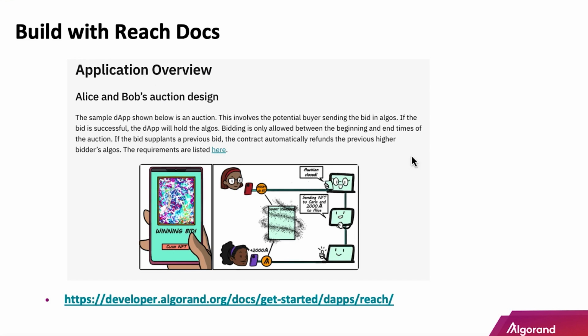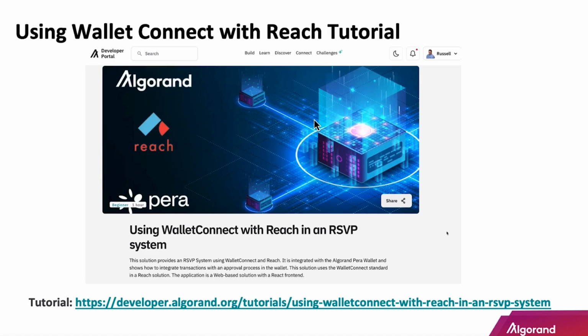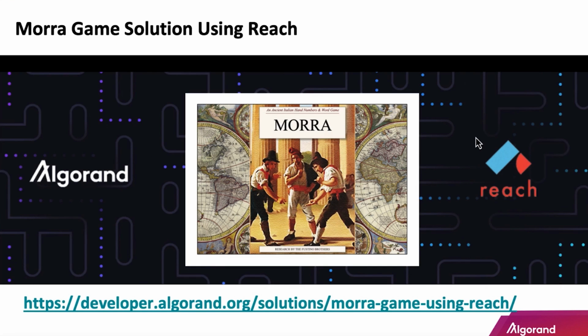I have a lot of good documentation on the site. All these links are on here. So this is a getting started link. I also have a Reach tutorial. I used Wallet Connect, which is our interface with the Algo Para wallet, and you'll see the transactions pop up in your wallet to approve those. And then also I did a Mora game solution.